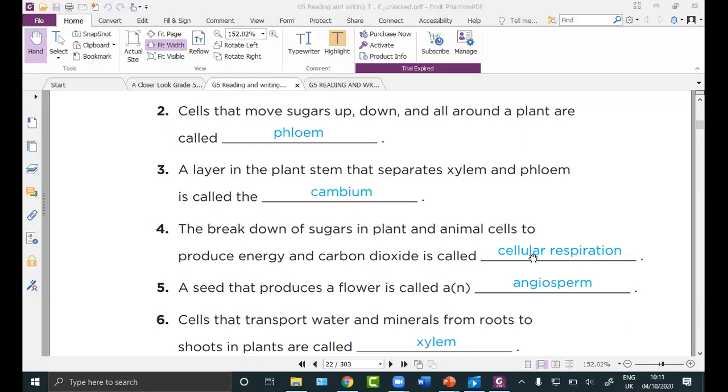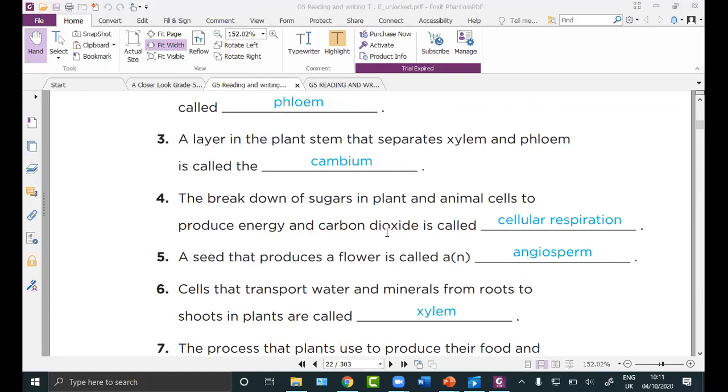The process that plants use to produce their food and give off oxygen is called photosynthesis. Thank you. Lower your hand. Ali Abbas, I will give a chance to your classmates. Lower your hand, Ali Abbas.